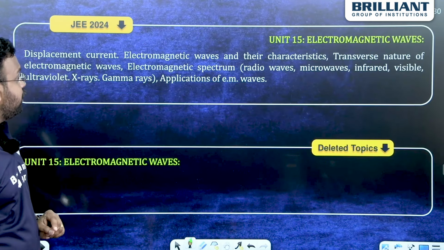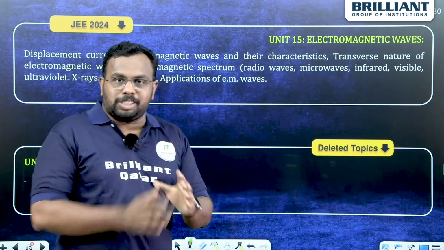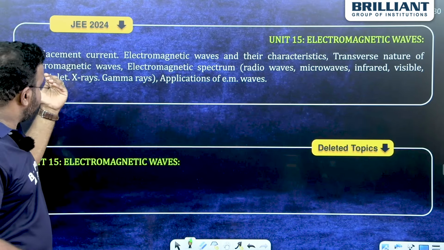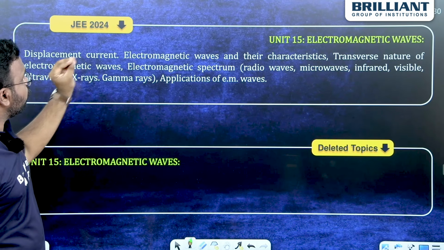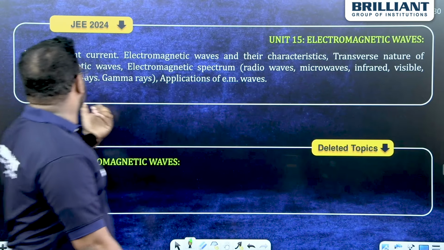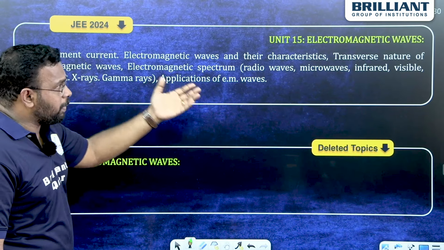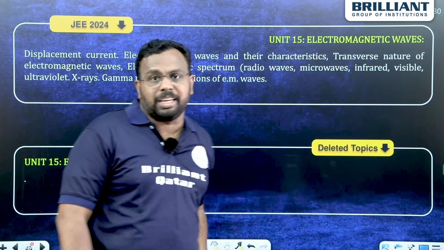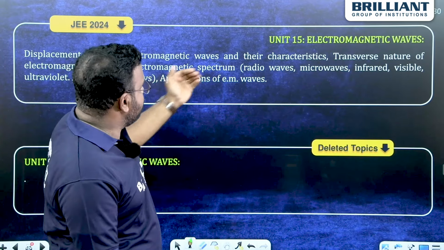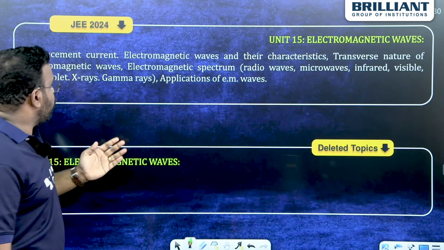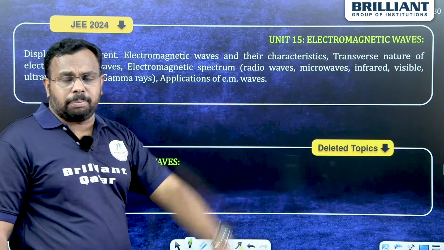Now, unit number 15, EM waves. You know that it's a very small chapter. So everything is there from that chapter, but very small: displacement current, electromagnetic waves and their characteristics, transverse nature of electromagnetic wave, electromagnetic spectrum. For the spectrum, please study the properties, how to detect it, what are the applications of different types of waves. Many things are there. Practice it: radio waves, microwaves, infrared, visible, ultraviolet, X-rays, gamma rays, and its applications.